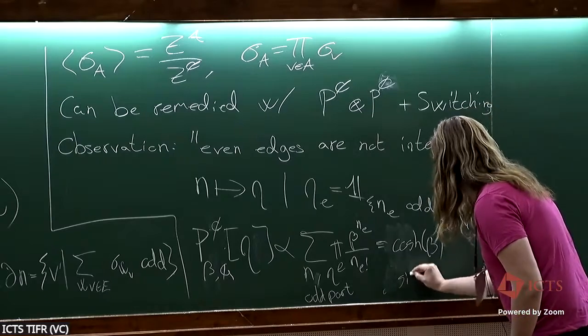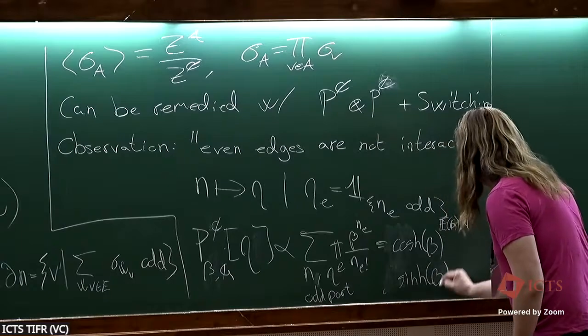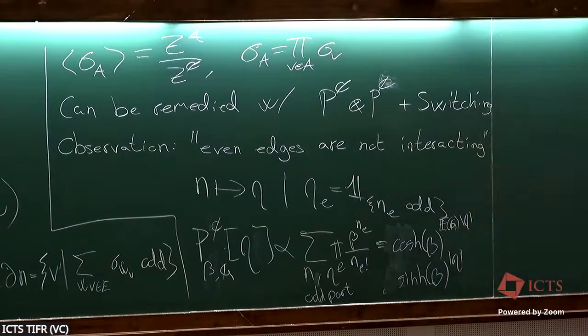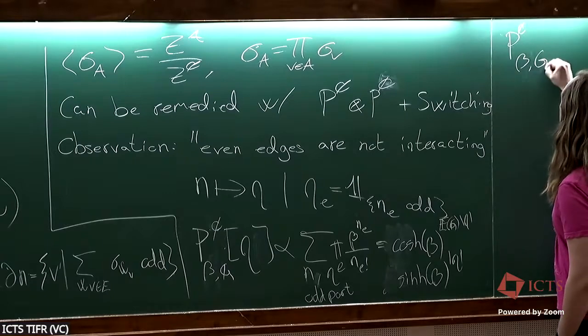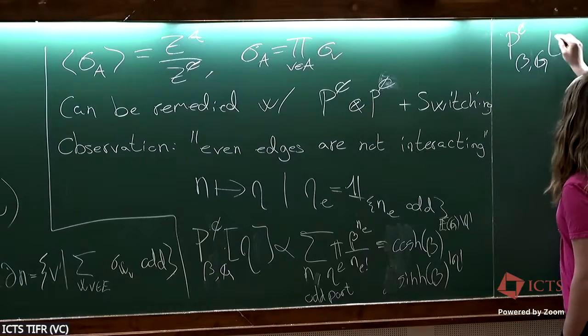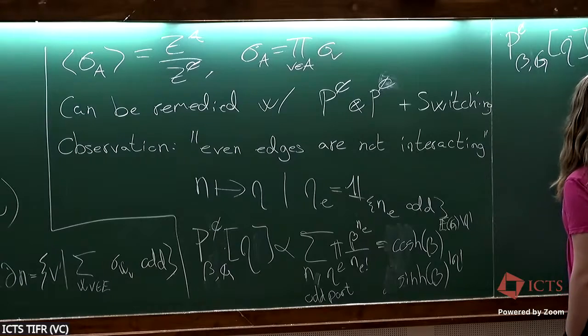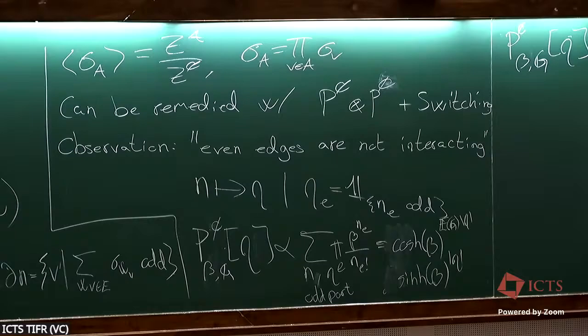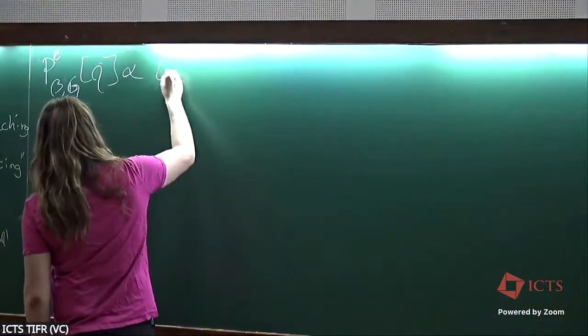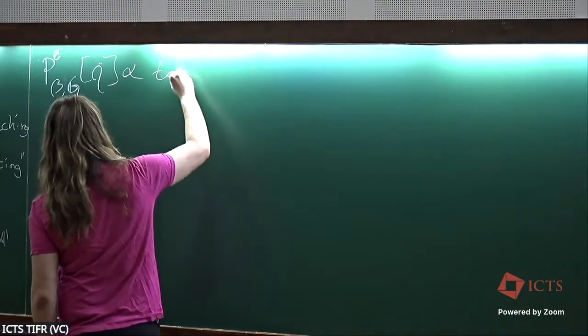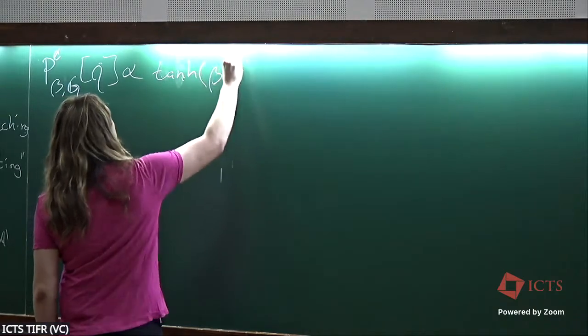Times sinh beta to the edges that I keep. Right? This is just the sum over the even terms. This is just the sum over the odd terms. And then if you simplify this a bit, you actually get that this is proportional to tanh beta to the edges in eta.